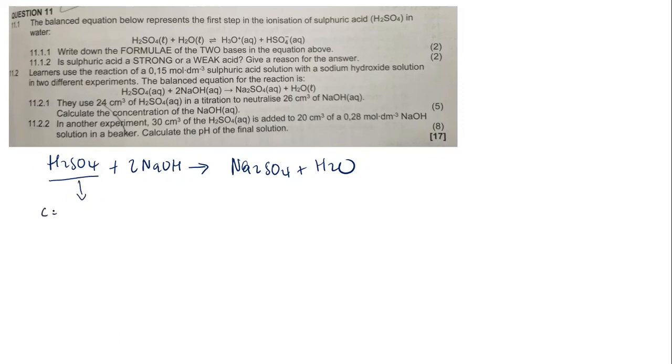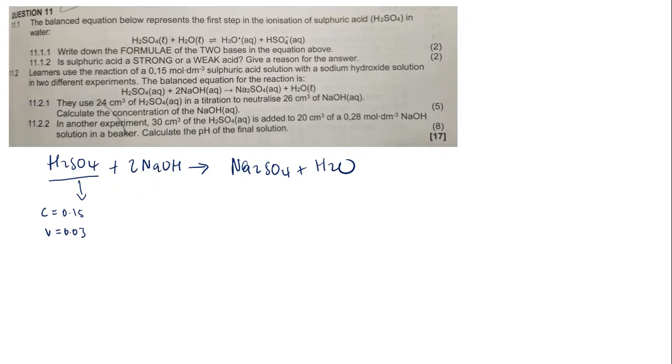So here our concentration is 0.15. I'll just write them here. I'm not going to write the units. And then the volume, remember we converted it to cubic decimeters. What is 30 divided by 1,000? It's going to be 0.03. This is our volume in cubic decimeters.